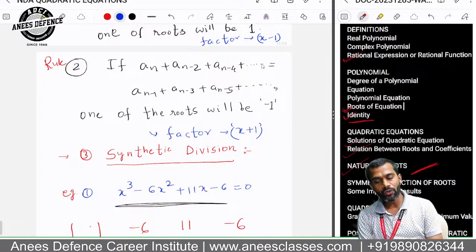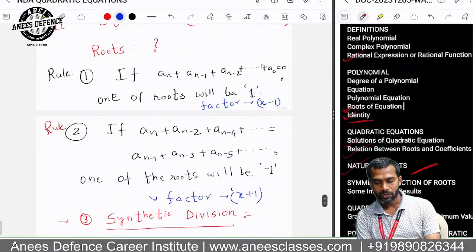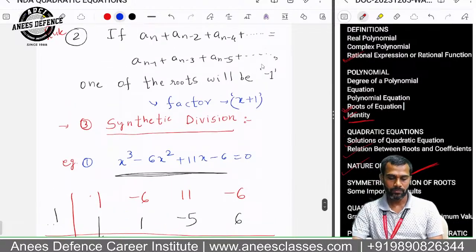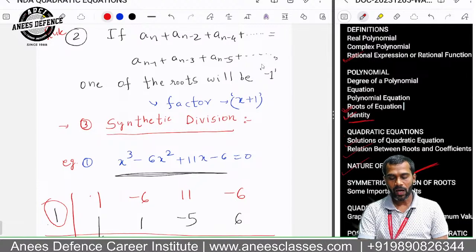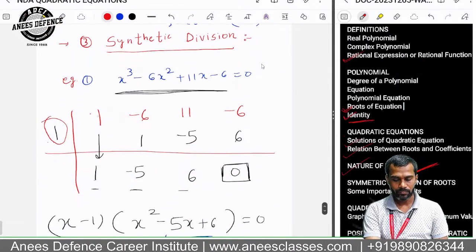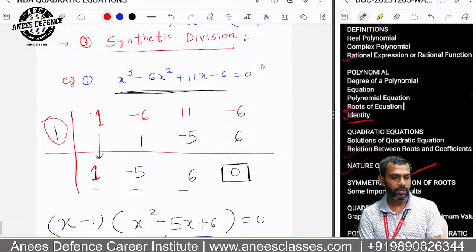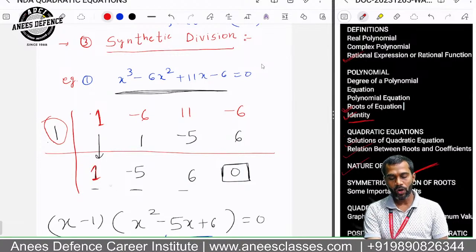Now, we already know what is the root. One of the roots is 1 using the first rule. So I have to write 1 here. Then I need to copy the first term. This is 1, so I have to copy it as it is. Now whatever the number is at the bottom, we need to multiply this number and this number.